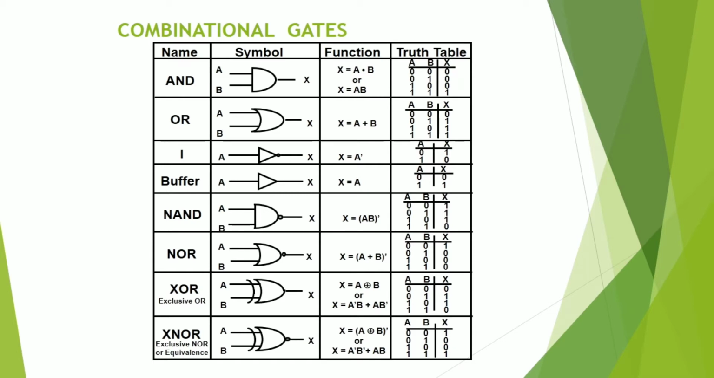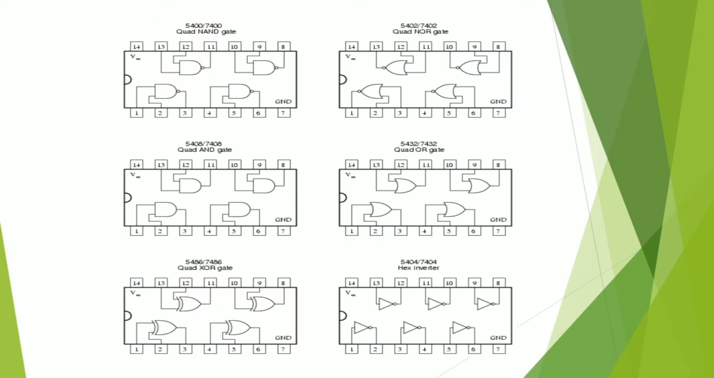Similarly, we have to go for the NAND gate. Here the output x is equal to a into b, total bar, and for the same we have to go for the truth table. Similarly, for the NOR gate, the output x is equal to a plus b, total bar. The truth table for the same is here, and likewise the XOR gate and XNOR gate. Now we'll go for the next slide.